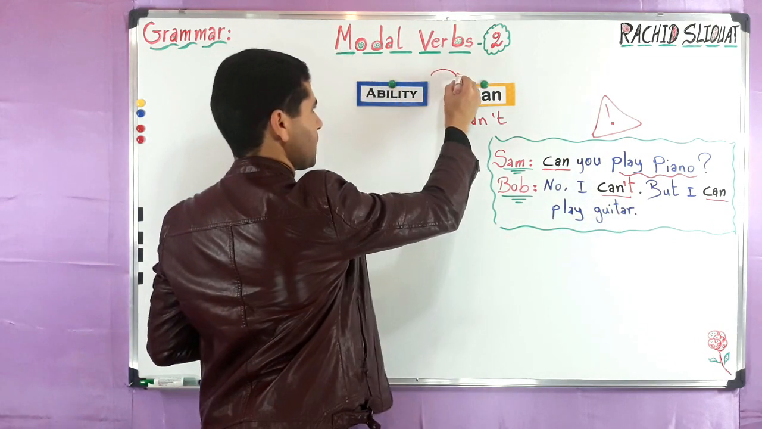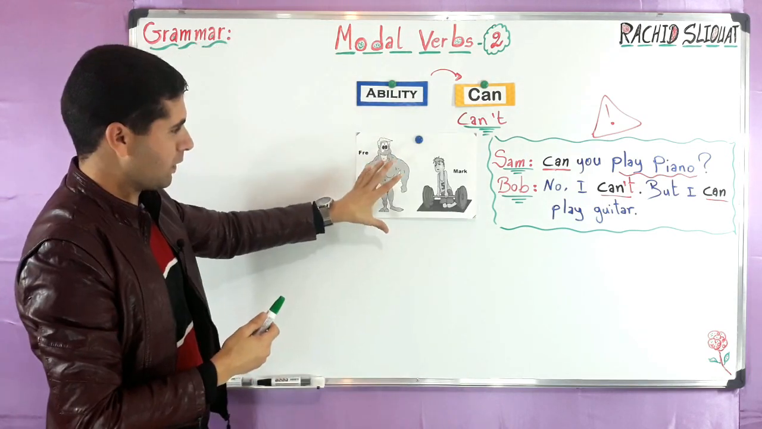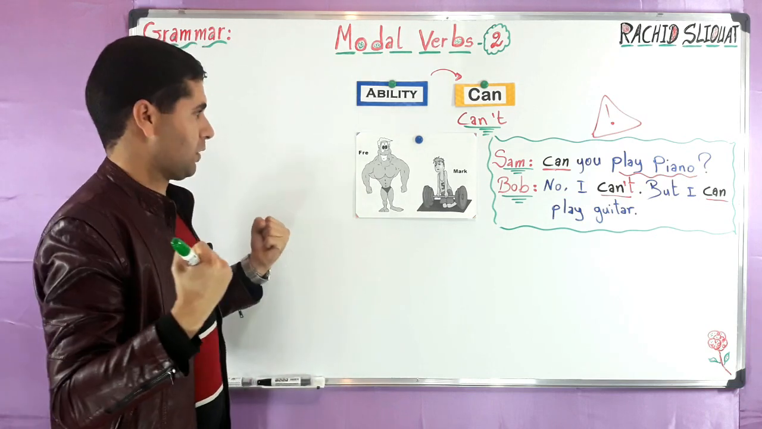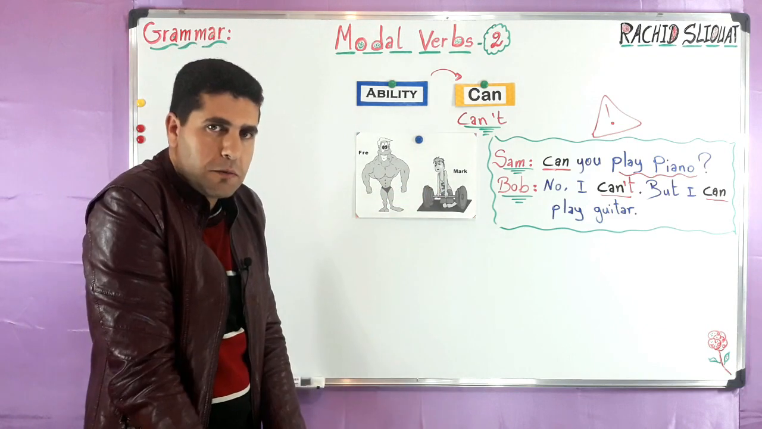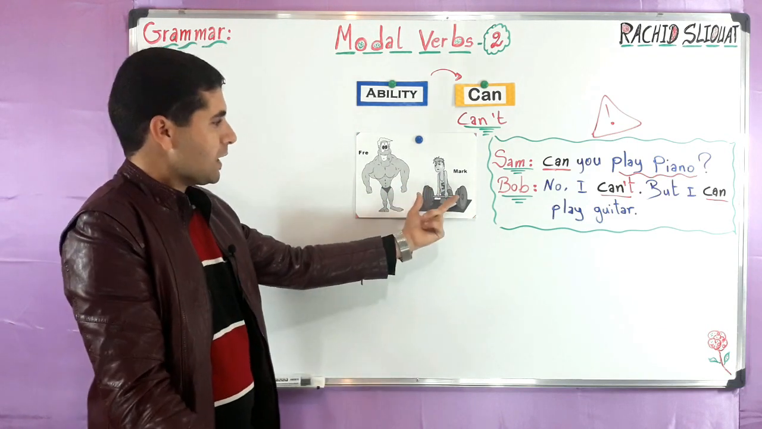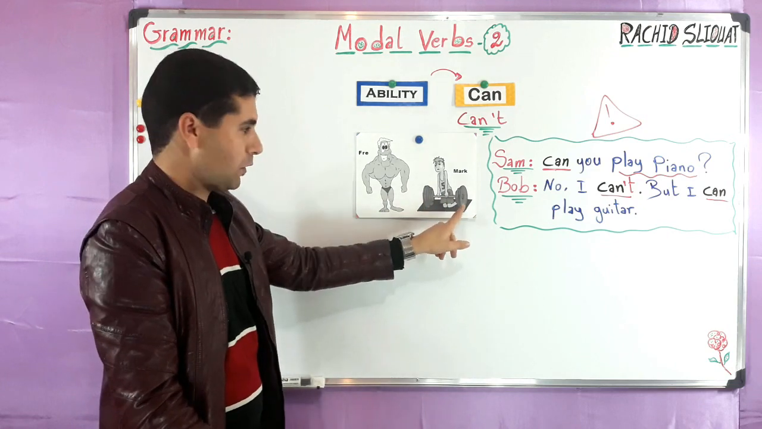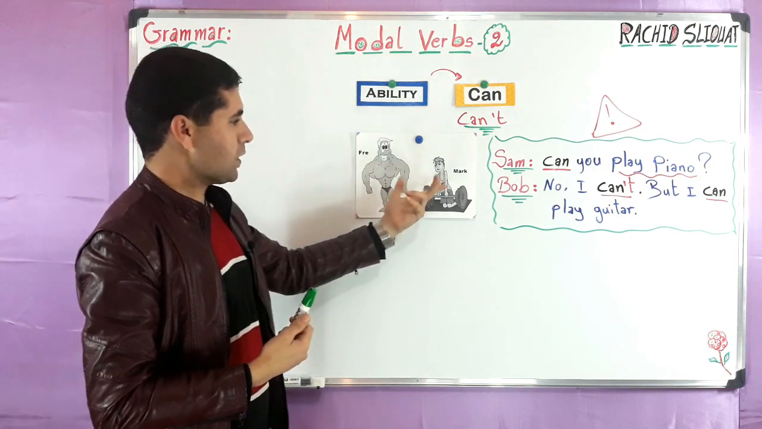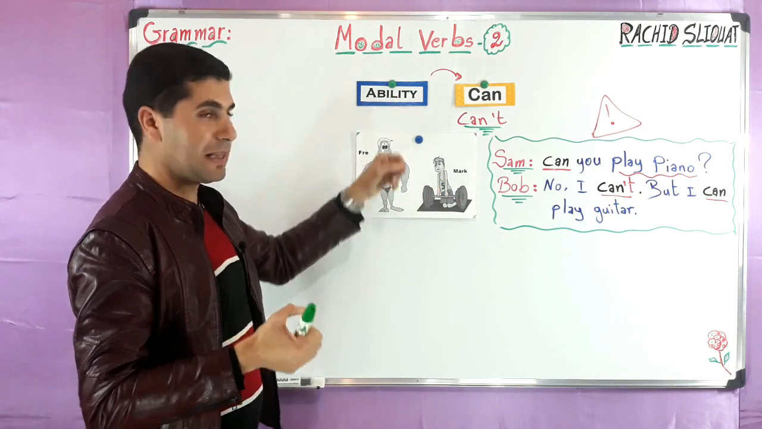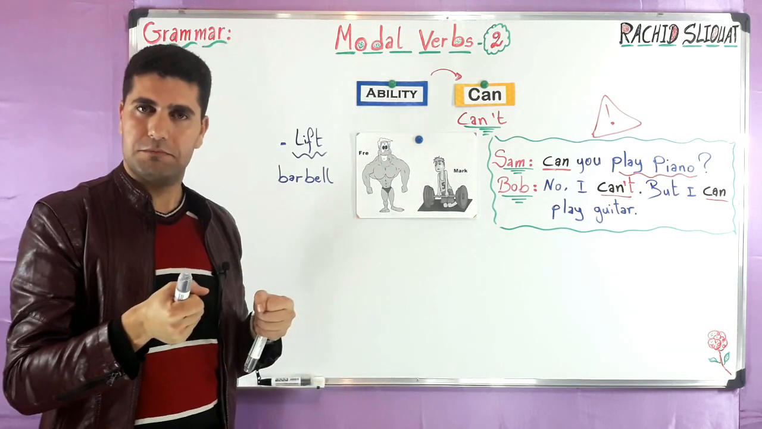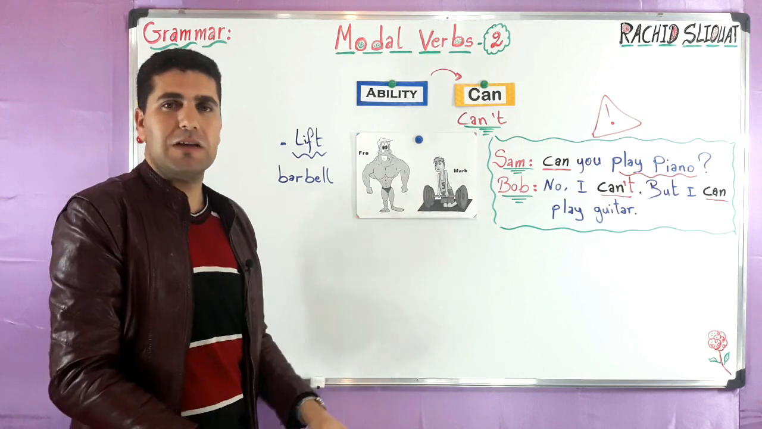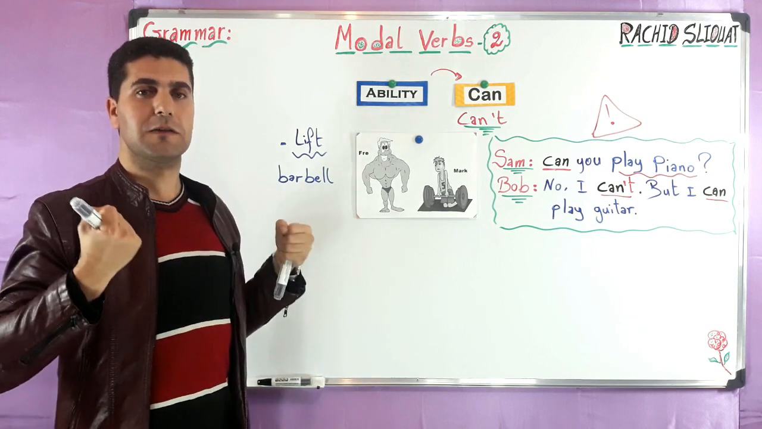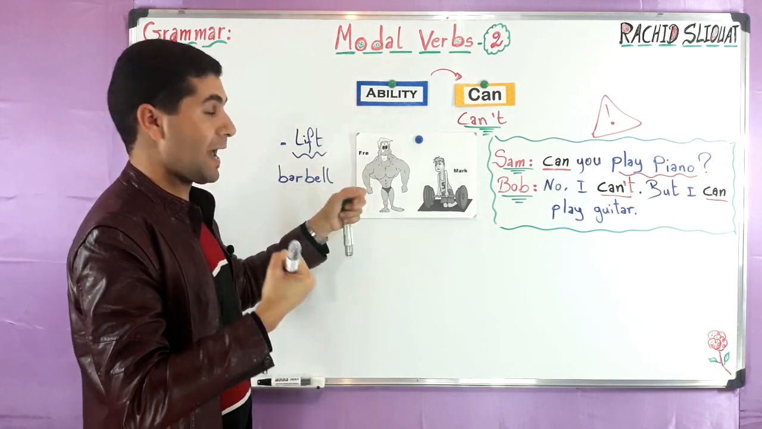Now look at this picture. As you can see, this is Free and Mark. Free is very strong, as you can see with muscles. But Mark is very thin, very weak. And here we have the barbell, or weight. This is something that is used in the gym for body and fitness. Do you think Mark has the ability to lift this barbell? For sure not. Why? Because he is weak. But Free has the ability because he is strong.